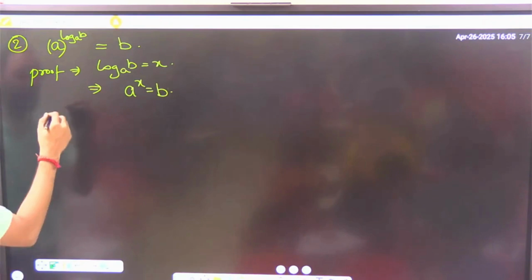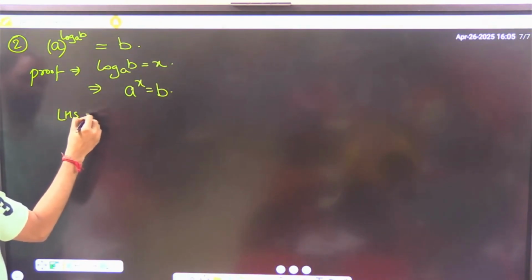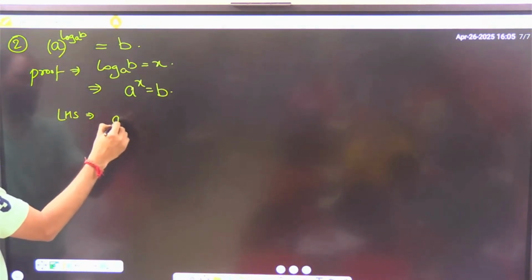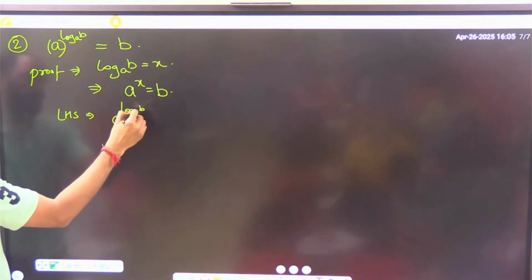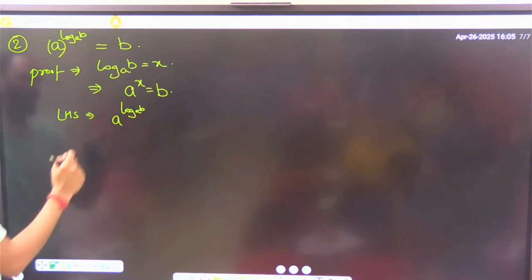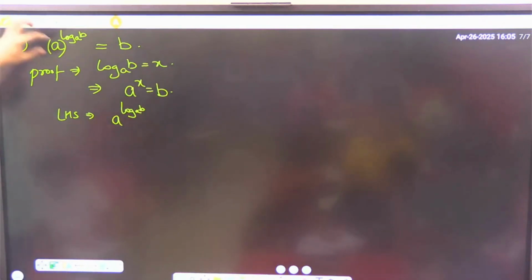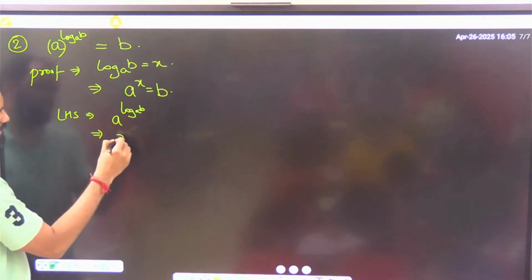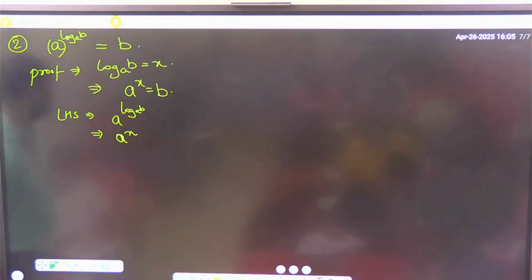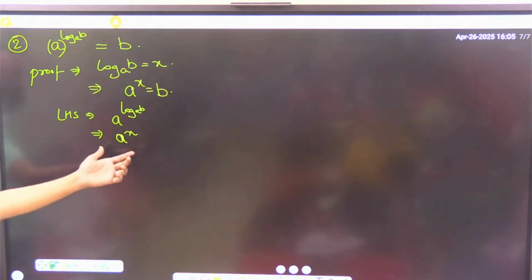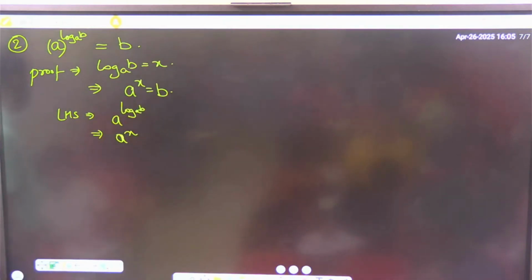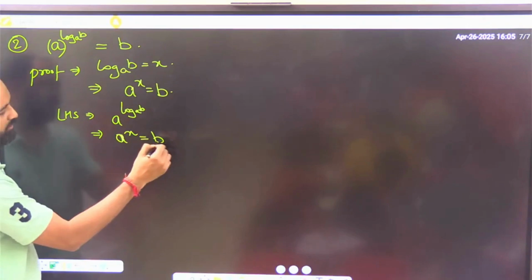Now let's suppose we start with the left hand side. What's the left hand side over here? a to the power log of b to the base a. But what is the value of log b to the base a? Log b to the base a is x. So this is like writing a power x. But what is a power x? b. So this is equal to b.